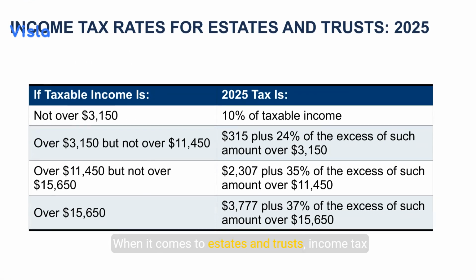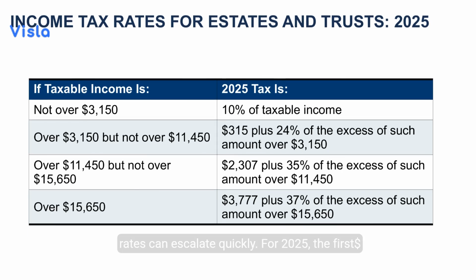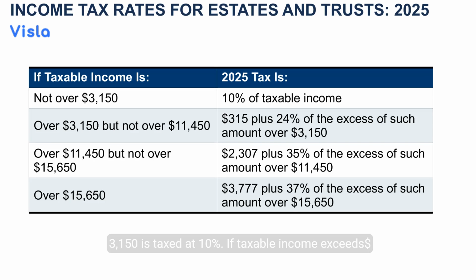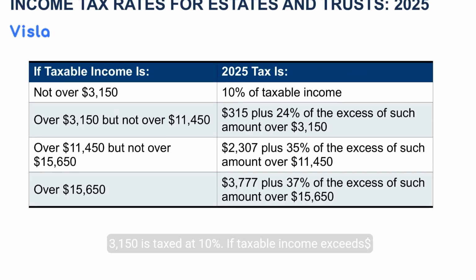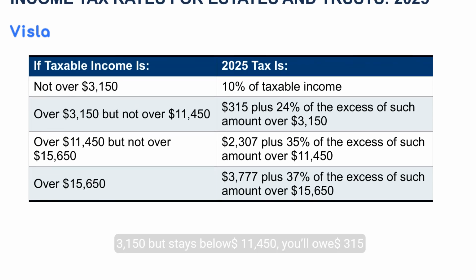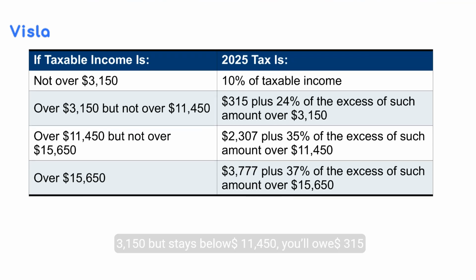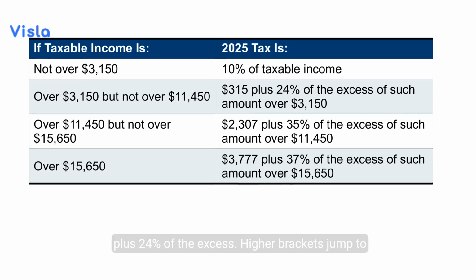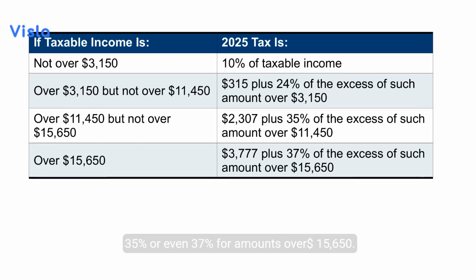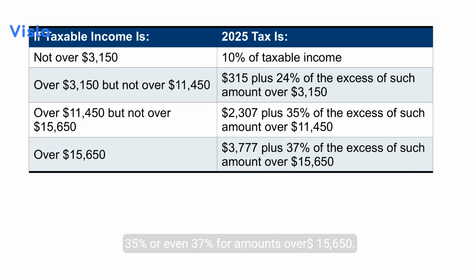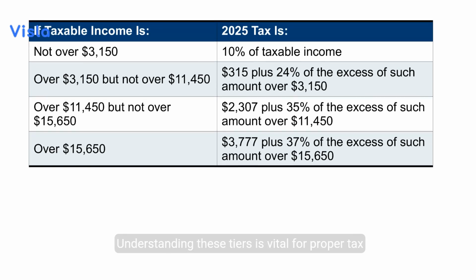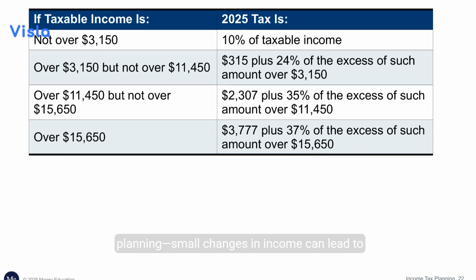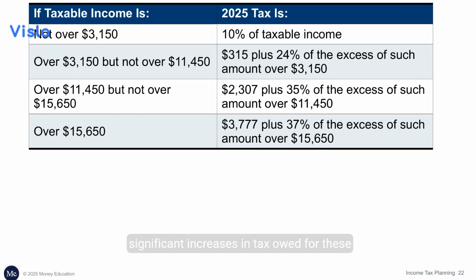When it comes to estates and trusts, income tax rates can escalate quickly. For 2025, the first $3,150 is taxed at 10%. If taxable income exceeds $3,150 but stays below $11,450, you'll owe $315 plus 24% of the excess. Higher brackets jump to 35% or even 37% for amounts over $15,650. Understanding these tiers is vital for proper tax planning. Small changes in income can lead to significant increases in tax owed for these entities.